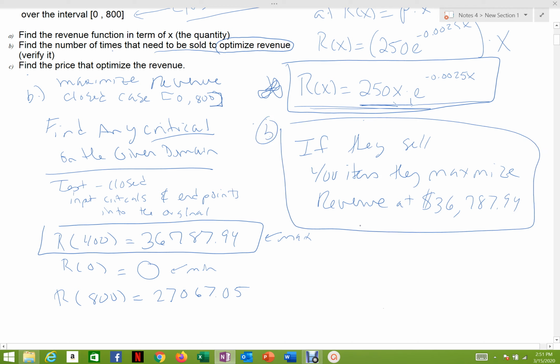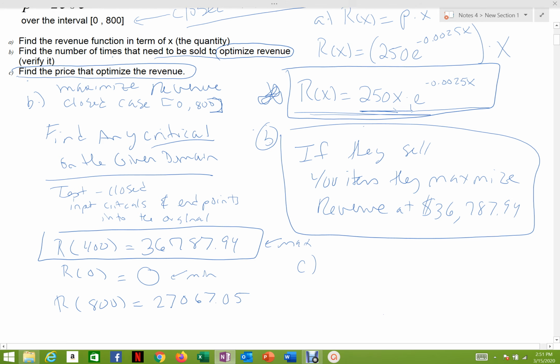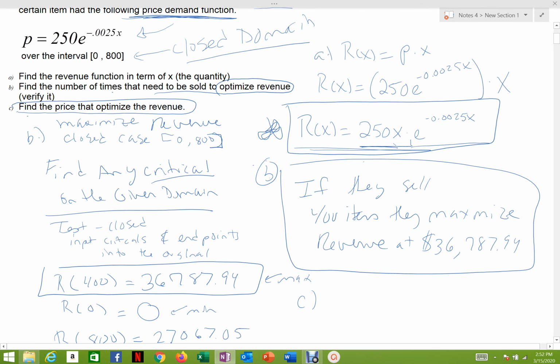The last part, part C: find the price that will optimize revenue. And so we want to find the price. We need to set the item price so that the demand will be 400, because when the demand's 400, we will get our optimum revenue. And so we actually have to go all the way back up here to the price equation that they gave us in the application, and that's where we're going to plug our 400 in, our critical value.